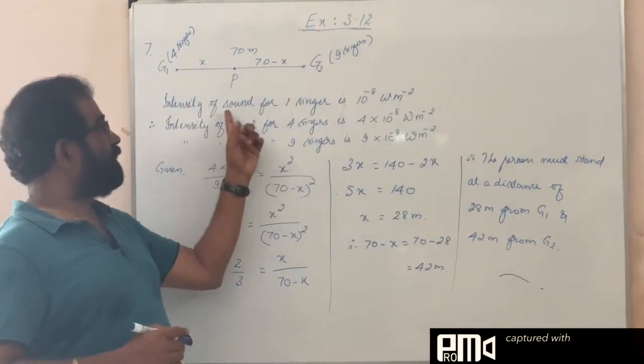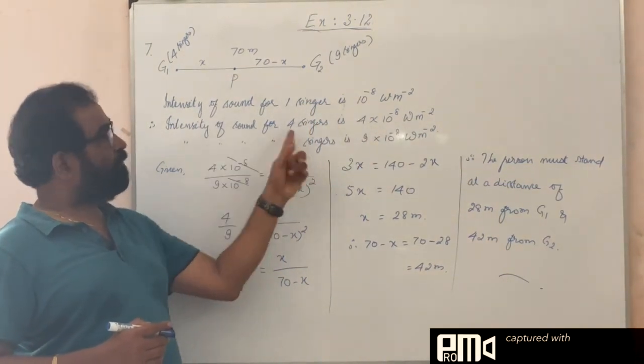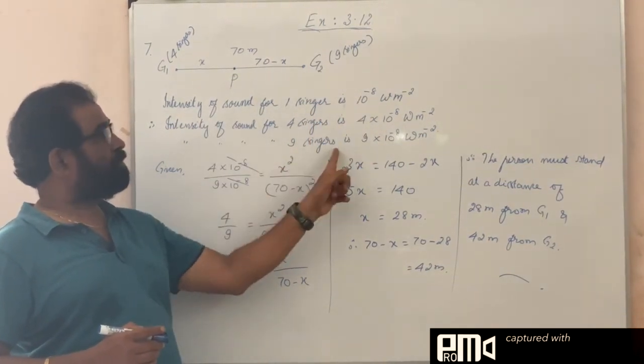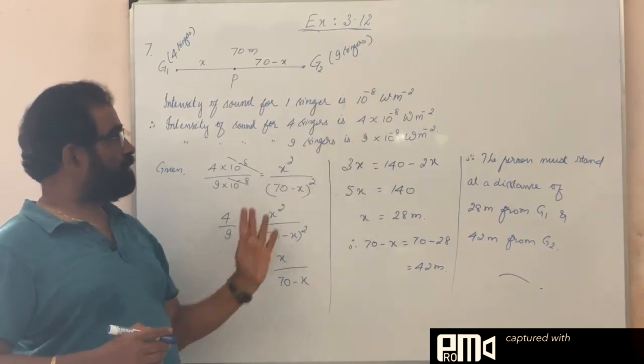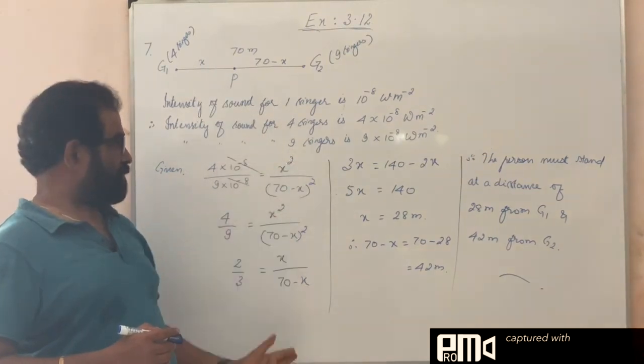You remember this, the intensity of voice or sound for one singer is 10 power minus 8. So for 4 singers it is 4 into, 9 singers 9 into. The ratio of these two is equal to the ratio of the squares of these two distances.